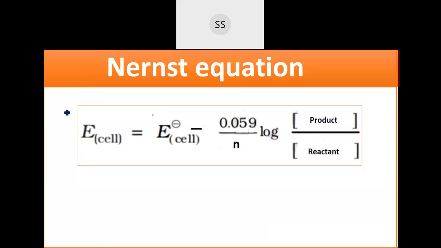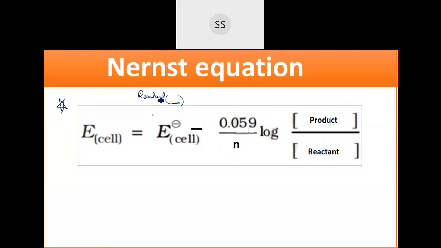You learn this equation by heart, because you have only three equations to study to work out the problem. So you can directly memorize this particular equation: E cell is equal to E naught cell minus 0.059 by n log of product divided by reactant. Initially you have reactant here, but when you're working out the problem, they will always give you that value. The concentration will be given to you, so you will understand.